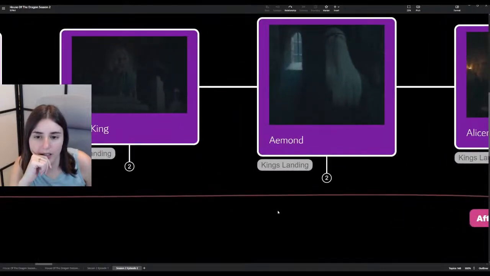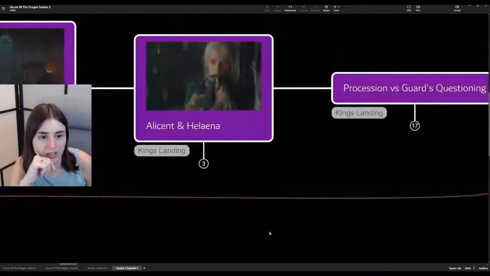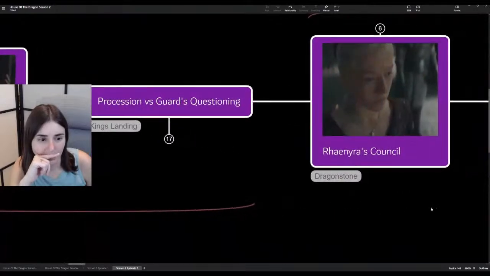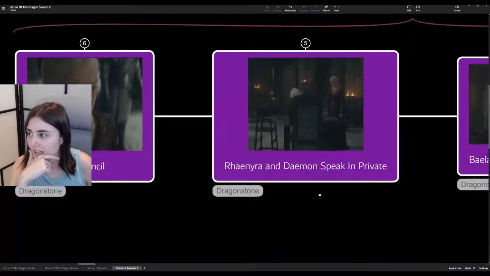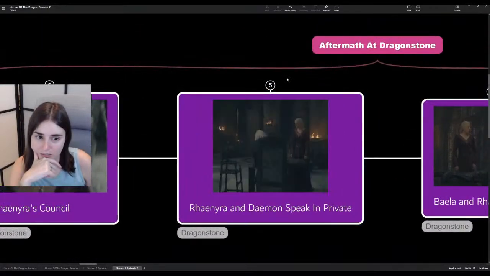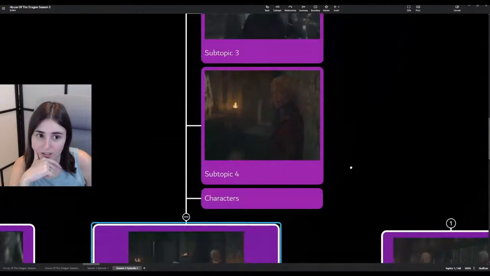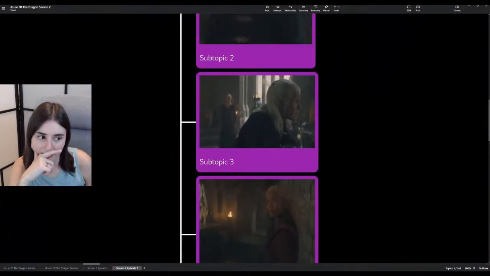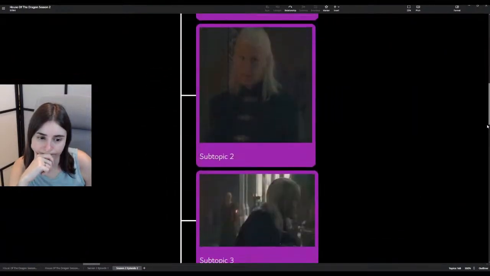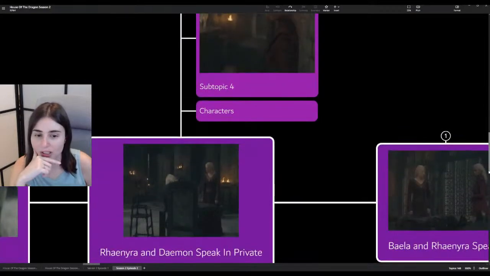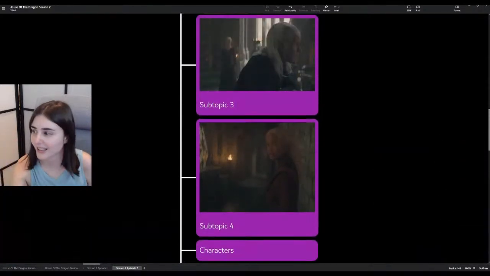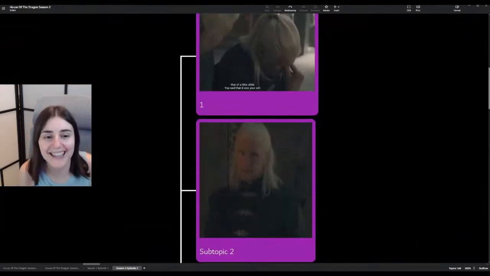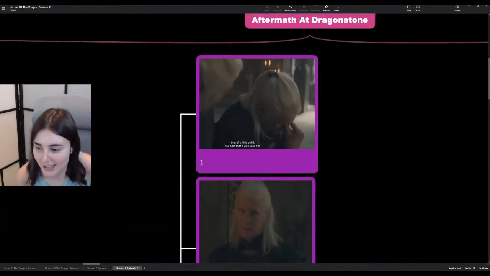Let's see how long it takes us to get to Rhaenyra's Council. Rhaenyra and Daemon speak in private. That's the conversation that they have. If I had to do the whole conversation, I think I would need a different map for that because I don't want to have this huge detail dump over here. I can have the detail dump here, and then summarize it at some other stage.